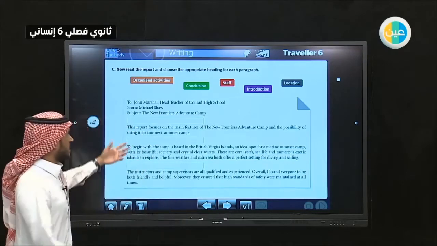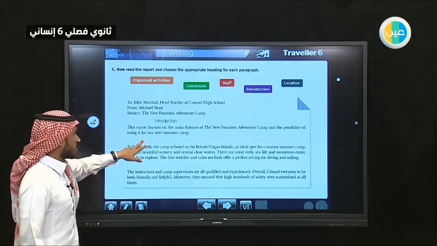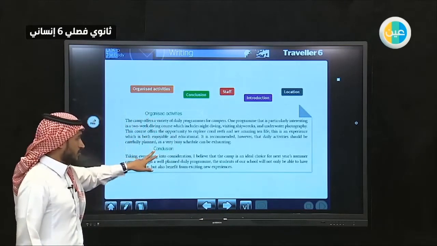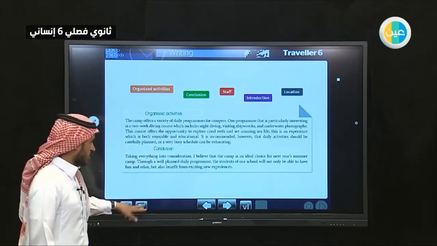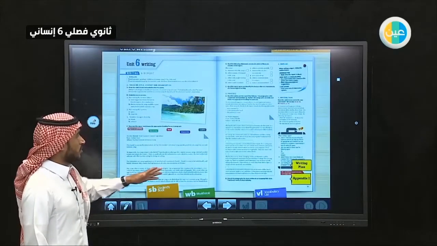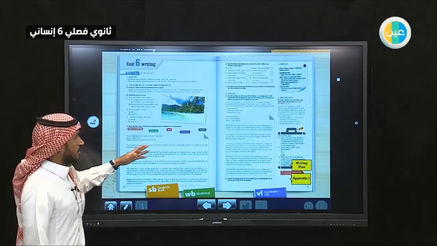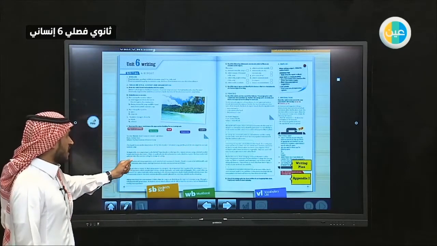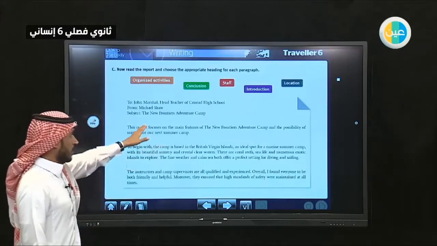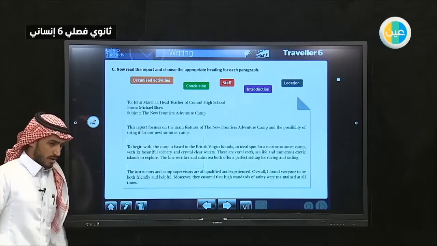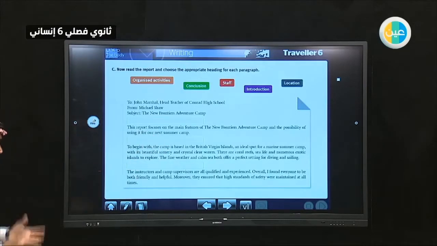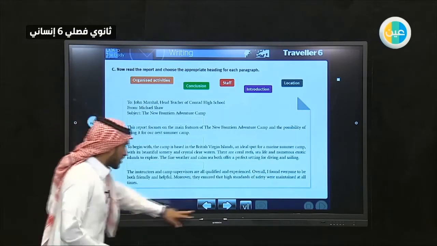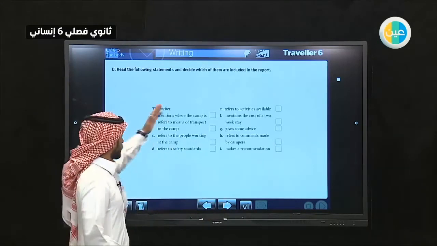Okay, so we said that we start with the introduction, then we talked about location, staff, organized activities, then we finished our report by the conclusion. Today we will have another practice on another report, but before that let's read our report, the previous report, and try to recollect our ideas so we can answer the questions on page 75.